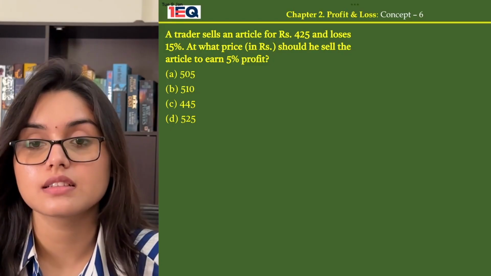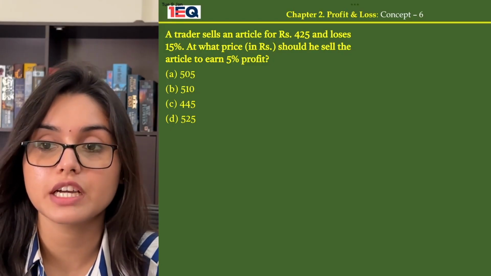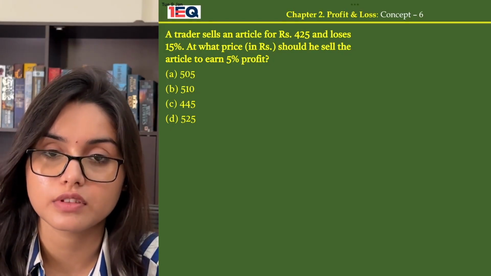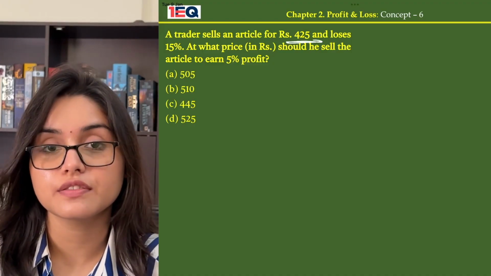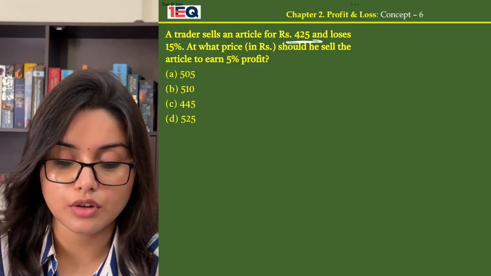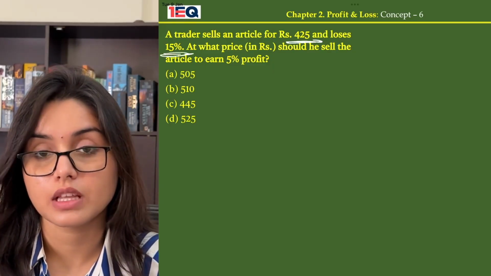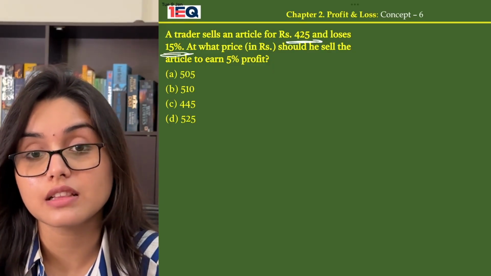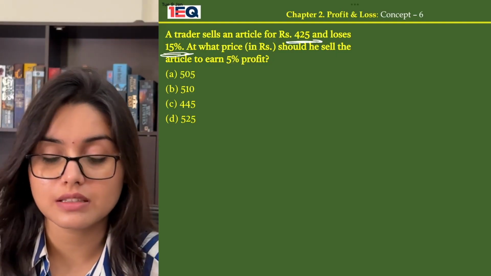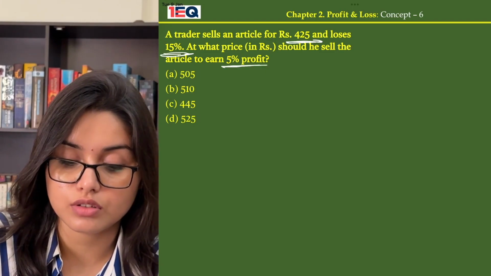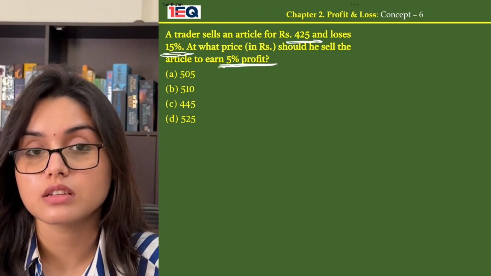A trader sells an article for rupees 425 and incurs a loss of 15%. At what price should he sell the article to earn a 5% profit? So, we need to find the price at which he sells the article in order to earn a 5% profit.